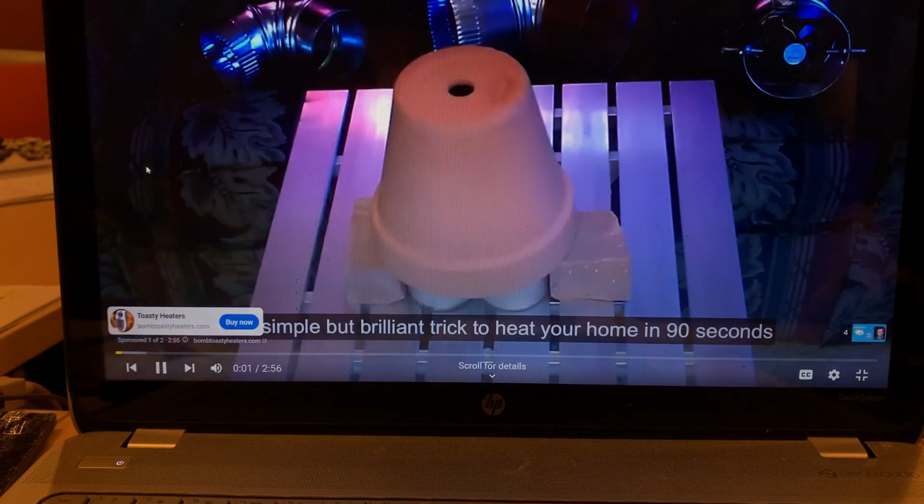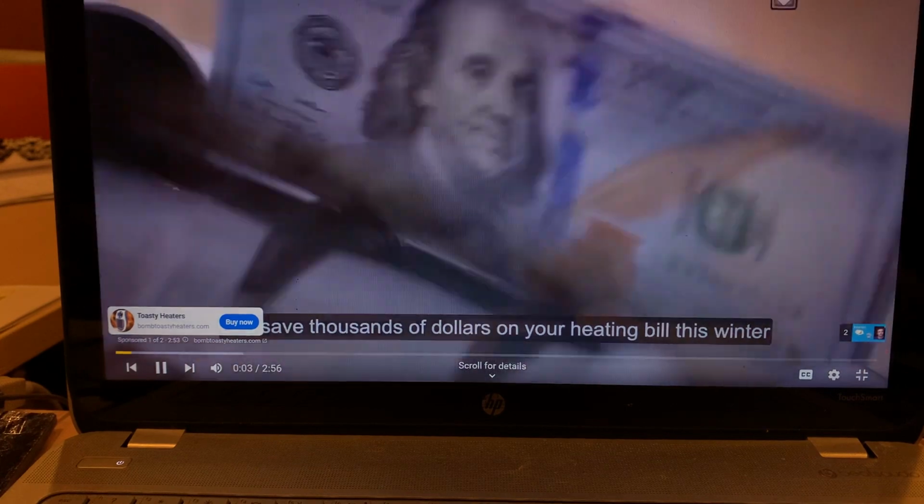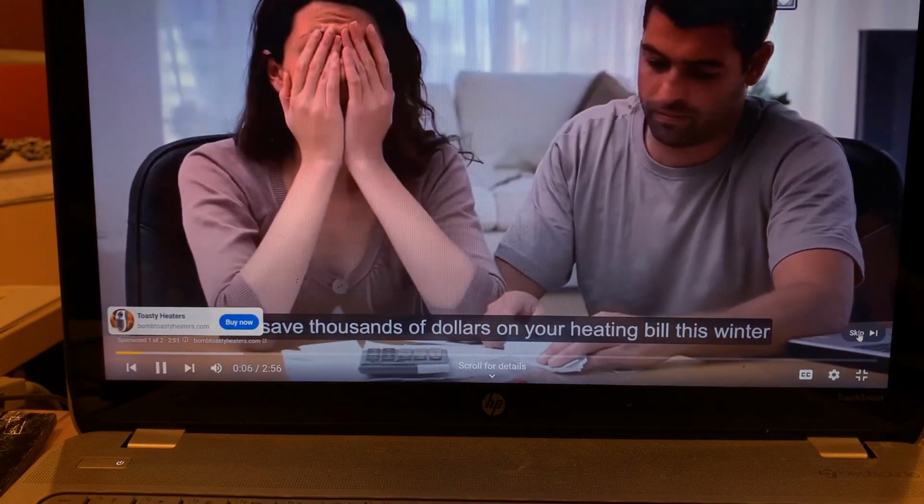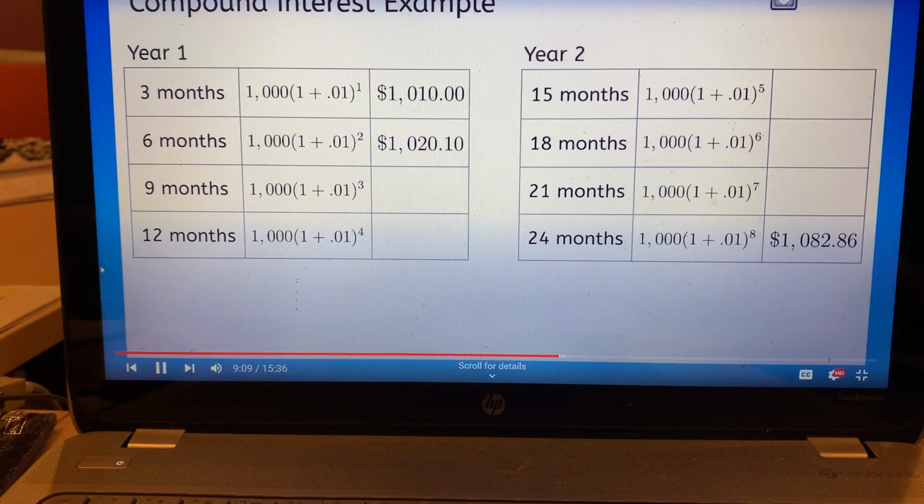One simple but brilliant trick to heat your home in 90 seconds and save thousands of dollars on your heating bill this winter. Maybe another day.